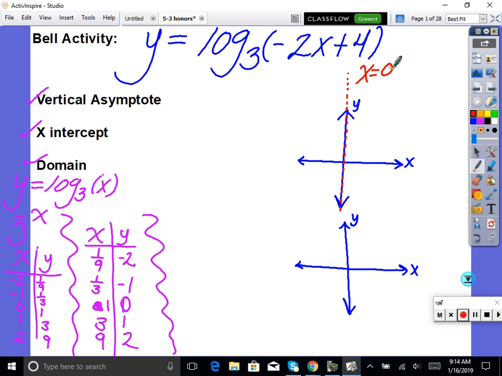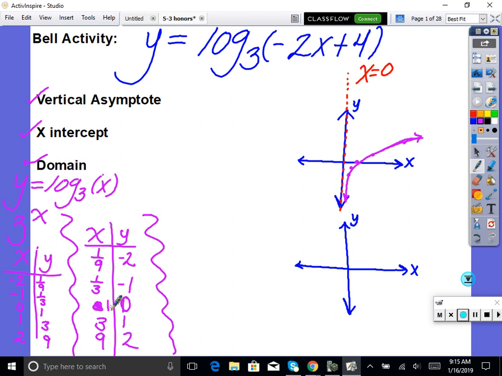So the parent function, log to the base 3 of x, will look as such. Look, I'm going over 1/9 down 2 units, over 1/3 down 1 unit, over 1 up 0, over 3 up 1, over 9 up 2. Here is the parent function of the log base 3. Wouldn't a non-shifted logarithm always have a domain of 0 to infinity and a range of -infinity to infinity? Now notice my vertical asymptote on the parent function is x equals 0. My x-intercept is always when y equals 0, so we know it would be (1, 0). And our domain we already just talked about, 0 to infinity.